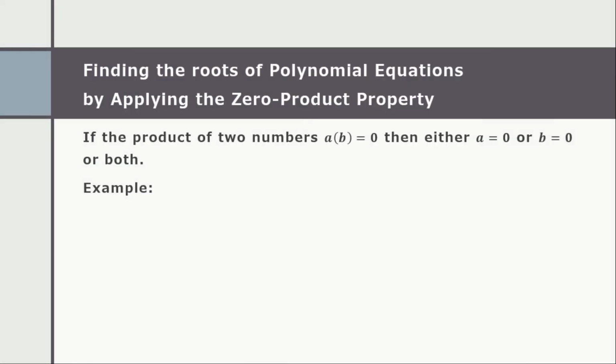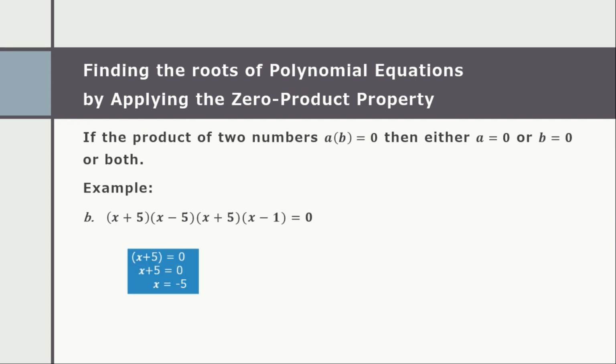Let's have another example. x plus 5 multiplied to x minus 5 multiplied to x plus 5 multiplied to x minus 1 equals 0. Again, we need to equate them to 0. The first one is x plus 5. Equated to 0 will give us x plus 5 equals 0. Transposing positive 5 will give us x, which is equal to negative 5.